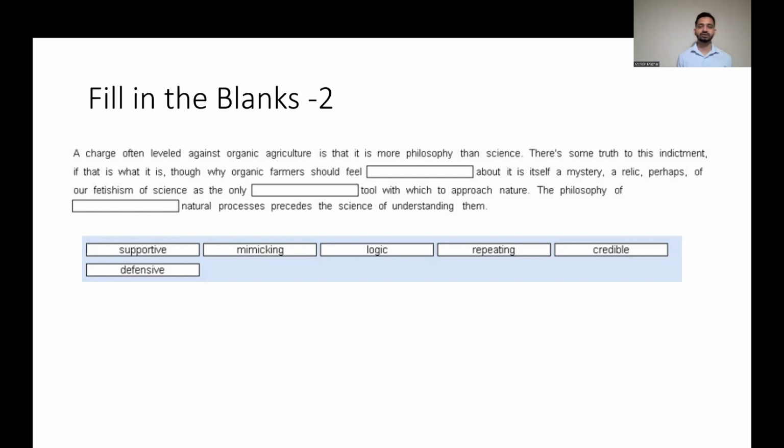Now we're talking about the philosophy of what natural processes precedes the science of understanding them. The philosophy of, we need a verb, right? Don't we? And we said that we're looking for an ing verb, don't we? I think that makes more sense here. So the philosophy of mimicking or repeating. I think we've got two options to choose from here. The philosophy of repeating natural processes precedes the science of understanding them, or the philosophy of mimicking them.